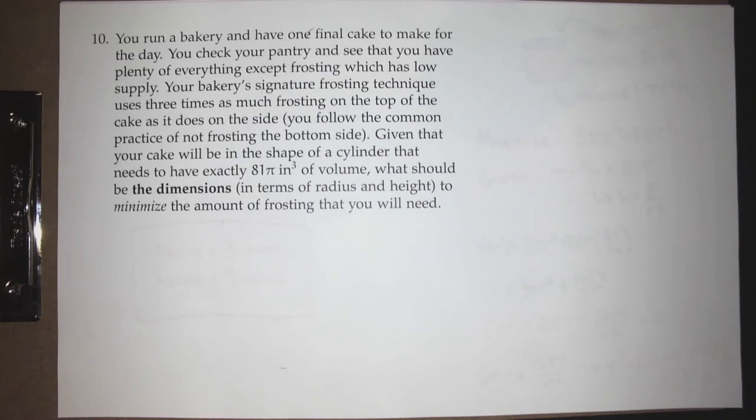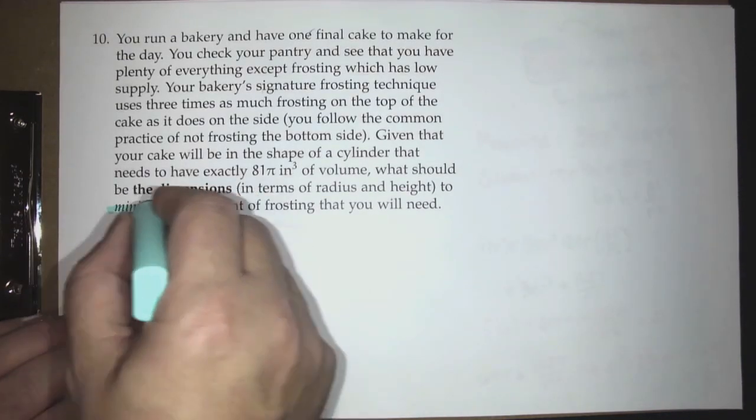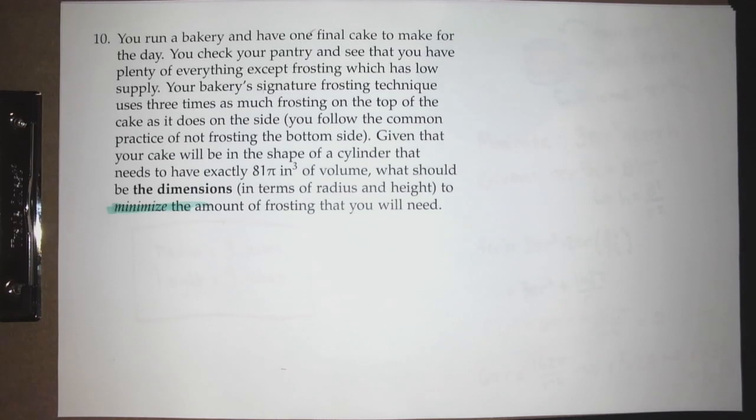Given that your cake will be in the shape of a cylinder, and that needs to have exactly 81 pi inches cubed of volume, what should be the dimensions in terms of radius and height to minimize the amount of frosting you'll need? Okay, so what kind of problem are we in? And how do we know? Optimization. How do we know? We're trying to minimize something, and there's lots of words. If you have lots of words where you're trying to minimize or maximize something, you're in optimization.